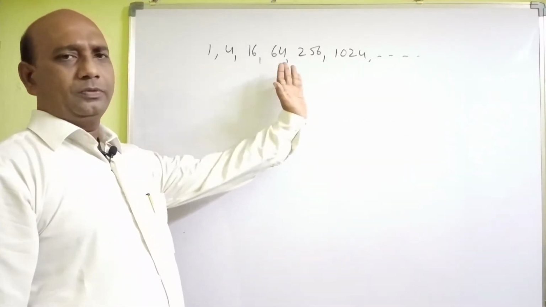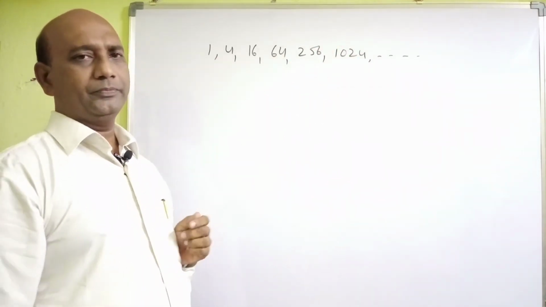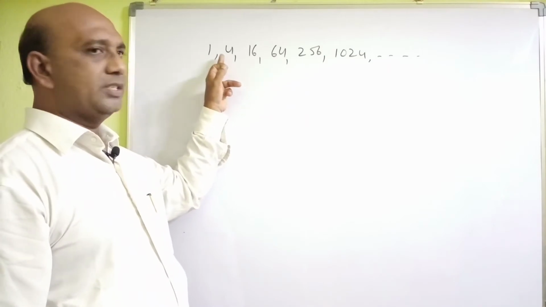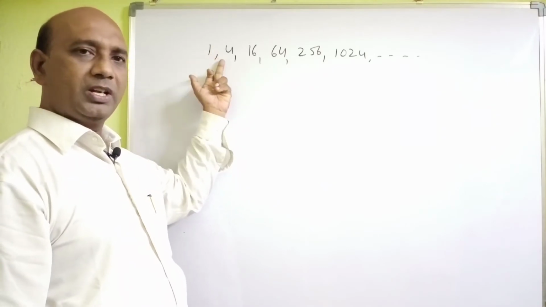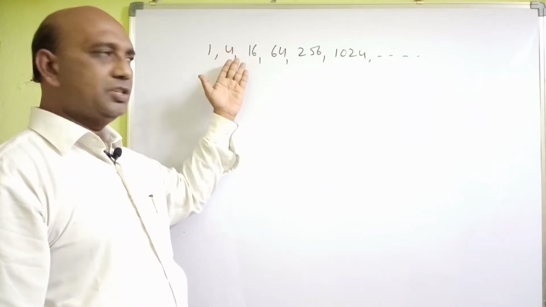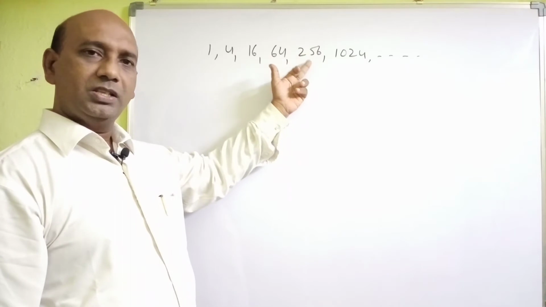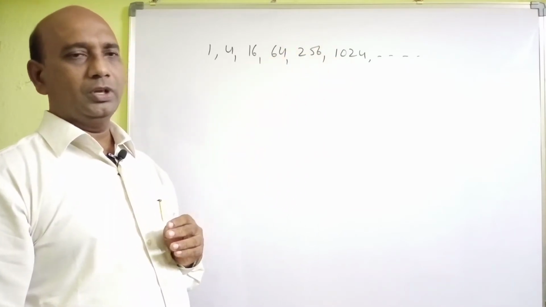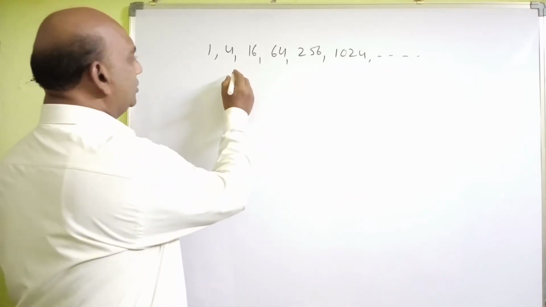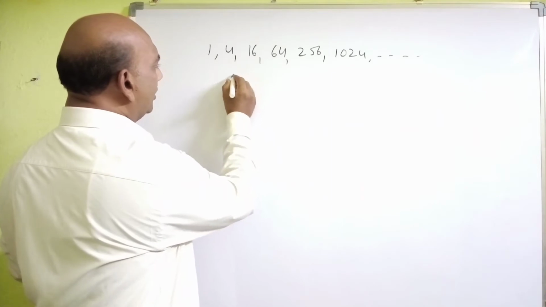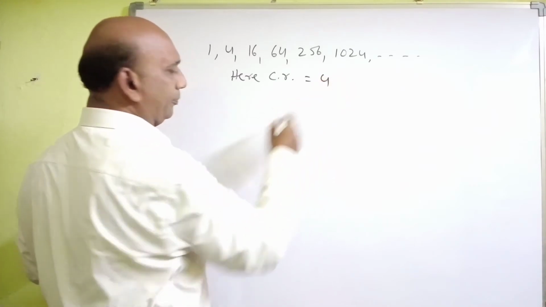Let us see an example of geometric progression. That is 1, 4, 16, 64, 256, 1024 and so on. 1 is the first term. 4 is the second term. So 1 is multiplied by 4 to get the second term. 4 is multiplied by 4 to get the third term. Again 16 is multiplied by 4 to get the fourth term. This is multiplied by 4 to get the fifth term. And this is multiplied by 4 to get 1024. So here the constant term multiplied is 4. 4 is the constant term, that is called the common ratio. Here common ratio is equal to 4.